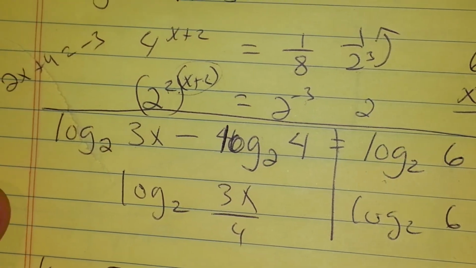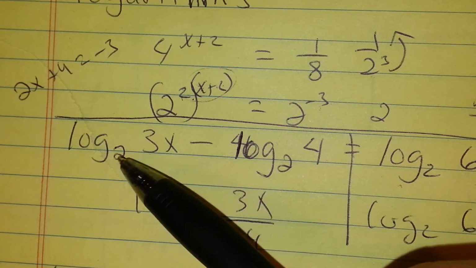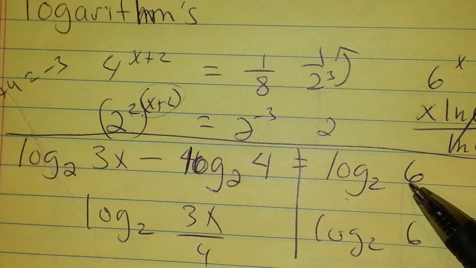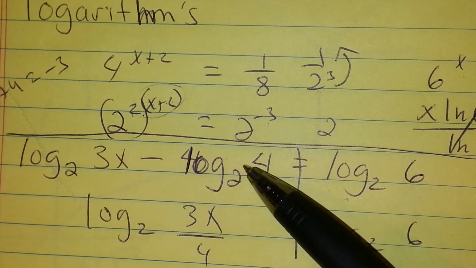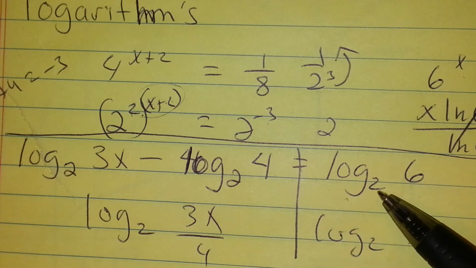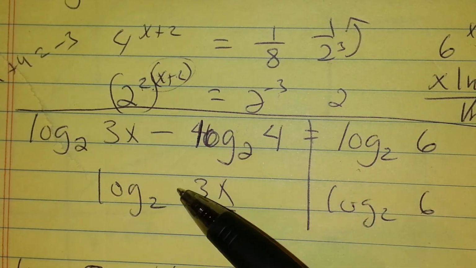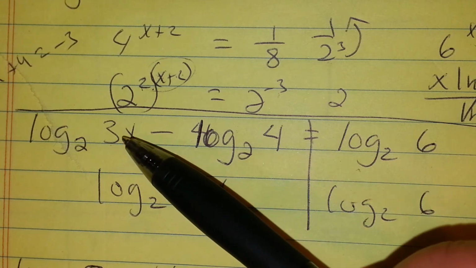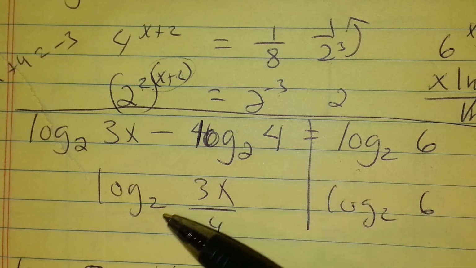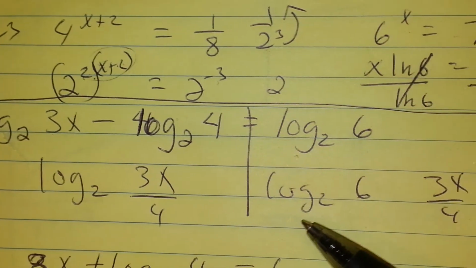Now, a couple other problems. Here I've got log base 2 of 3x minus log base 2 of 4 equals log base 2 of 6. Notice I've got log on both sides of the equal sign. So I'm going to set log equal to log, but first simplify. Remember, subtracting two logs is the same as a single log with division. Log of m minus log of n is a single log of m over n. So it's 3x over 4, and that equals this log base 2 of 6.